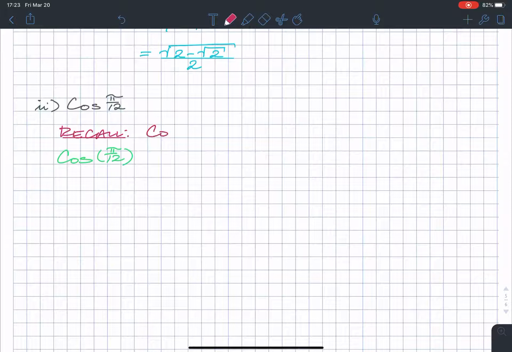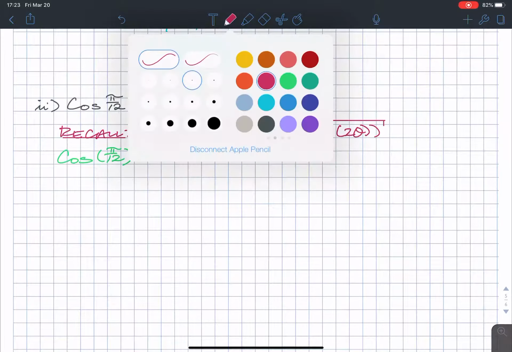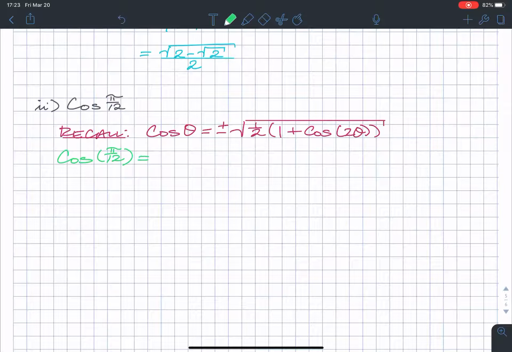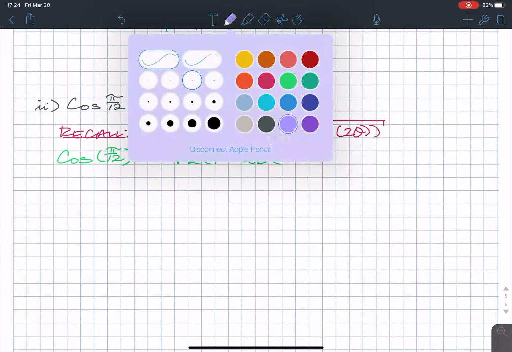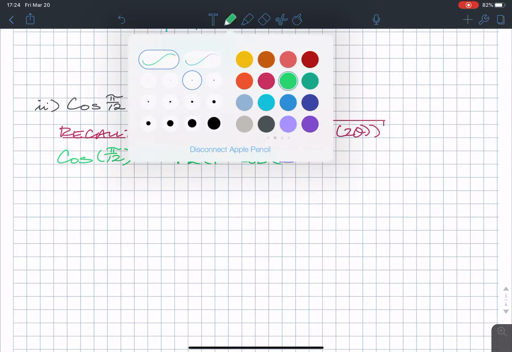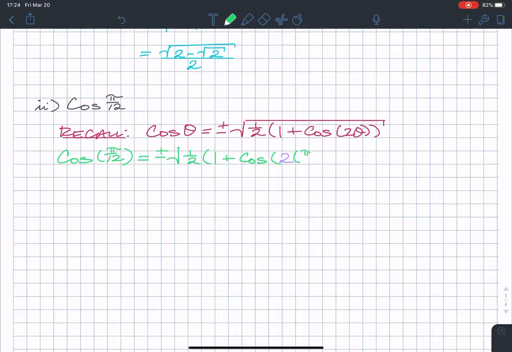That cosine of theta was plus or minus the square root of 1/2 the quantity 1 plus cosine of 2 theta. And the plus or minus depends on which quadrant our angle is in. So for us, cosine of pi over 12 will be plus or minus the square root of 1/2 the quantity 1 plus cosine of twice the angle. The angle here is pi over 12.